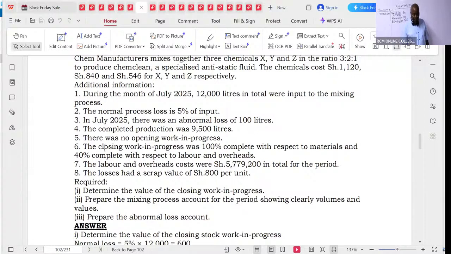The closing work in progress was 100% complete. Those percentage of completion, I'll be able to capture them when I'm doing statement of equivalent units, not here. Labor overheads, that is costing, valuation. Losses are the scrap value.